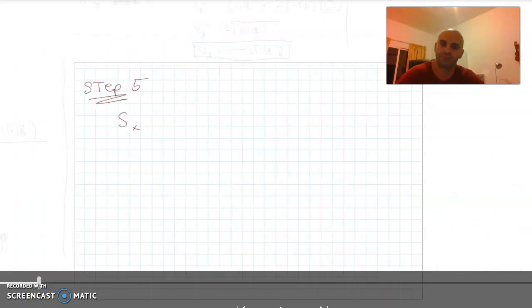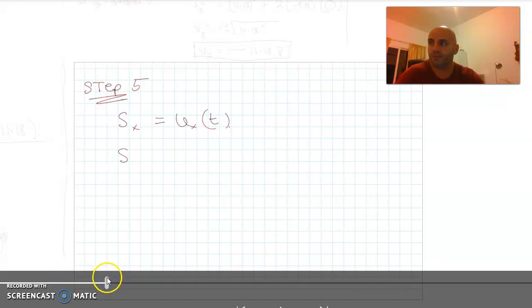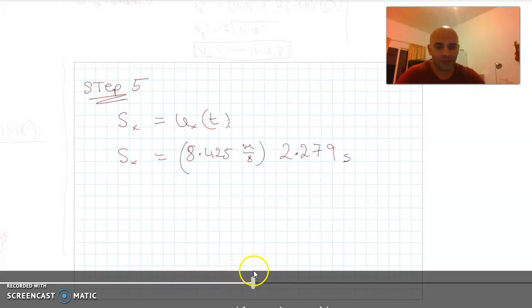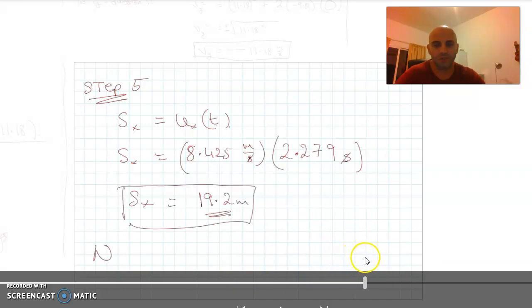Okay, so now we're on to step 5. Step 5 is once you've got that time, all you're going to do is apply basically distance, speed, and time, or displacement and velocity. Displacement equals velocity times time. So you're going to plug in your time there, and you'll get your displacement. The displacement in this case worked out to be 19.2 meters.